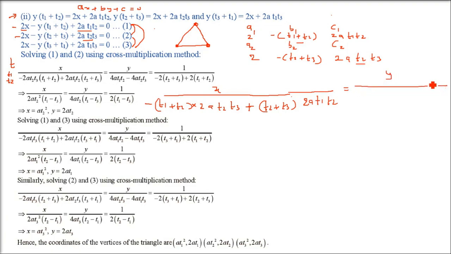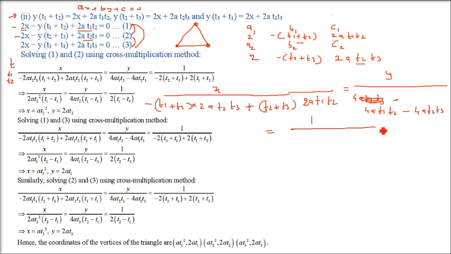Now coming to y. Y will have as the denominator C1A2 minus C2A1. So C1A2, it will be 4a T1 T2. First C1A2 we have to use. So let me just change it. It will be 4a T1 T2. And then C1A2 minus C2A1. So 4a T1 T2 minus, we have this C2A1, so 4a T2 T3.